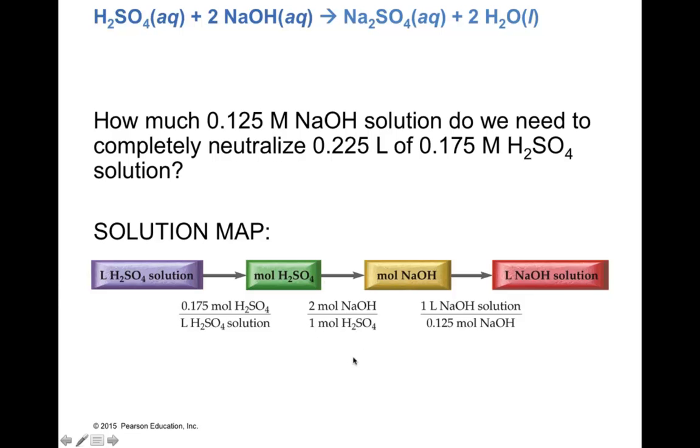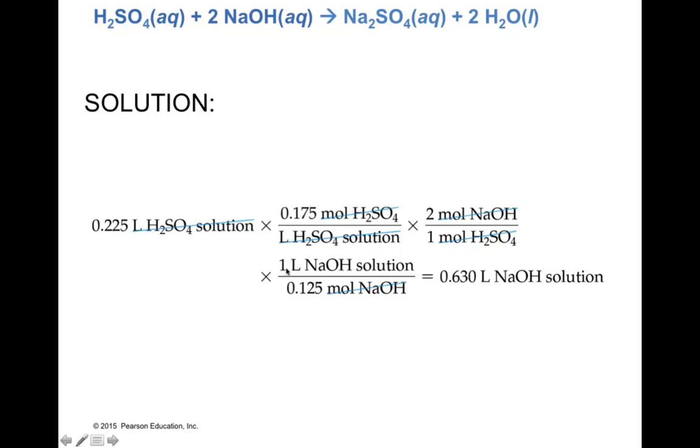Then the ratio from the equation: 2 moles of sodium hydroxide to 1 mole of sulfuric acid. When we multiply this, we're going to have the moles of sodium hydroxide, and then we can divide by the concentration of sodium hydroxide to obtain the volume of that solution. So here we can do all the mathematical operations, and at the end we're going to have the volume that we need to react with this volume of sulfuric acid.